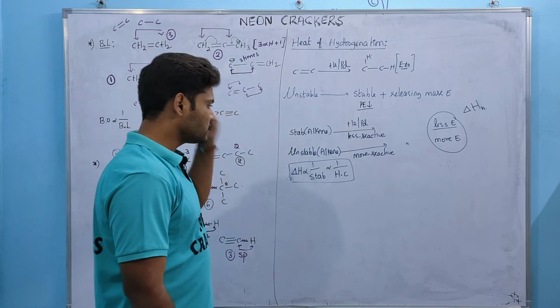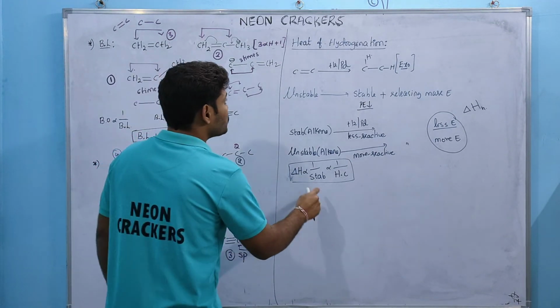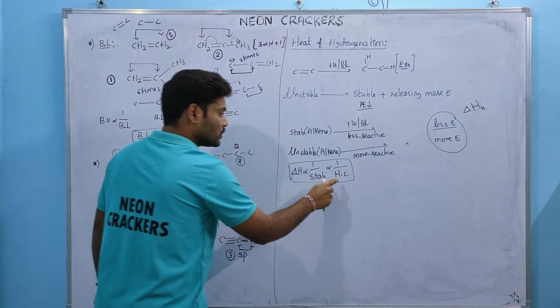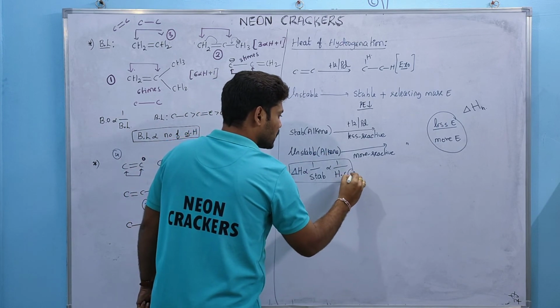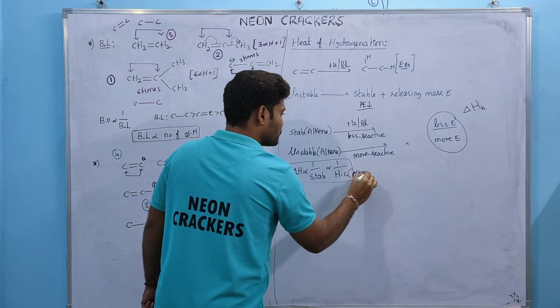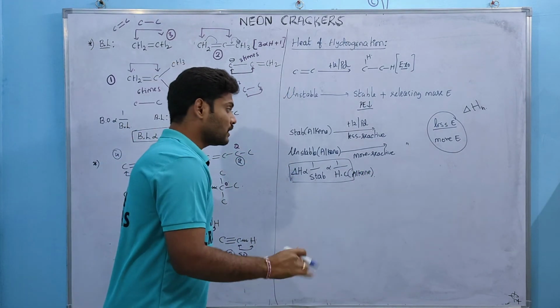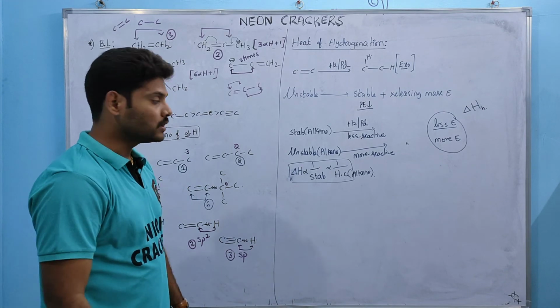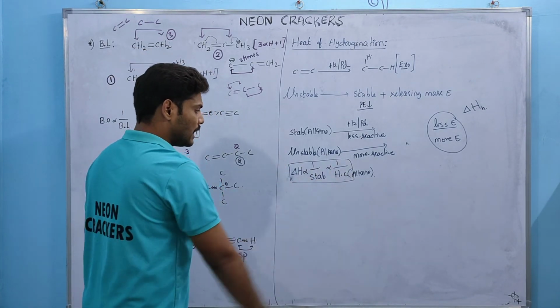Now, heat of hydrogenation is inversely proportional to hyperconjugation. Of course, this is applicable for alkenes only. You may write directly: hyperconjugation of alkene, not carbocation, not carbon radical, because there is no addition of hydrogen for carbocation and carbon radical. Only it is applicable for alkenes.